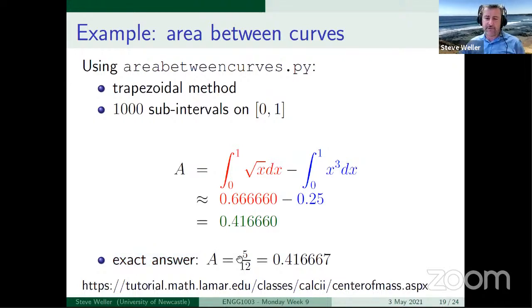And in this case, it's equal to 5 on 12, which is equal to 0.416 repeating. So to six decimal places, it's 0.416667. Exact answer exists. For this course, I'm not interested where that number comes from. But what we can see is that our numerical approximation is very accurate. It's accurate to within five decimal places by choosing a large number of sub-intervals.